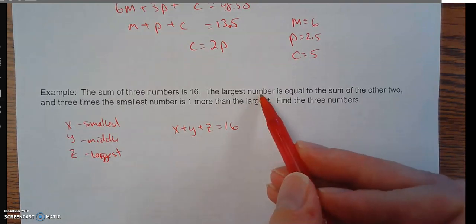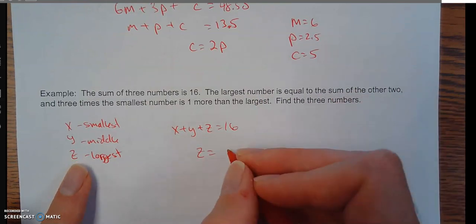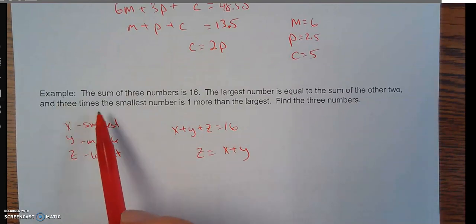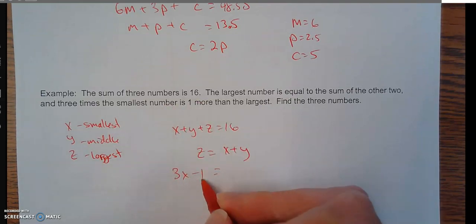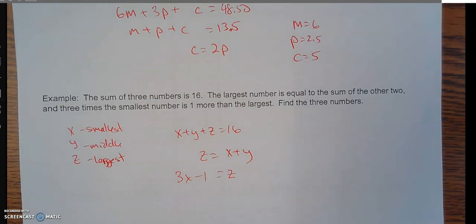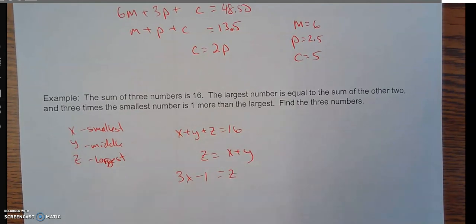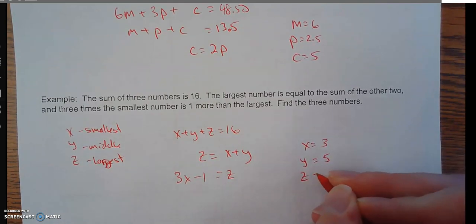The largest number, Z, equals the sum of the other 2, so X plus Y. And 3 times the smallest number, so 3 times X, is 1 more than the largest. So if I took 1 away from it, it'd be equal to Z. So there's my 3 equations, and you can do some substitution here. If these equal Z, you can set them equal here. Solve for X, work your way back, find Z, and then plug them all in. But you'd get the smallest number is 3, the medium number is 5, and then the largest number is 8 on that one.